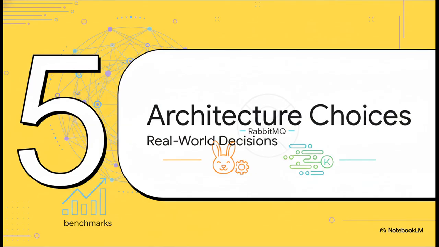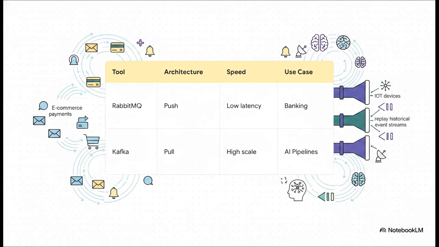Bringing it all together in Section 5, Real-World Architecture Choices. So how do we actually use all this information to make a final decision for our own stacks? Looking at the bigger picture, if your architecture demands complex routing, immediate push-based delivery, and guaranteed execution for critical things like e-commerce payments, banking, or real-time user notifications, RabbitMQ is your best friend.